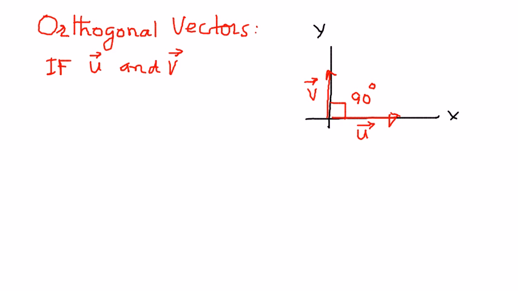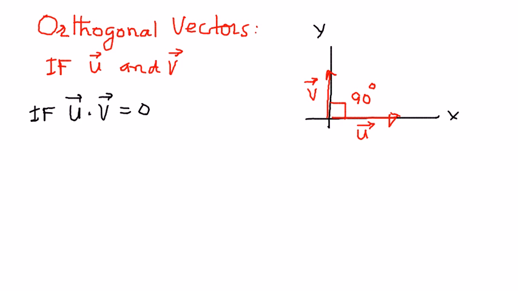So if u and v are vectors in R^n spaces, then the two vectors u and v in R^n are orthogonal if vector u dot vector v is equal to 0.